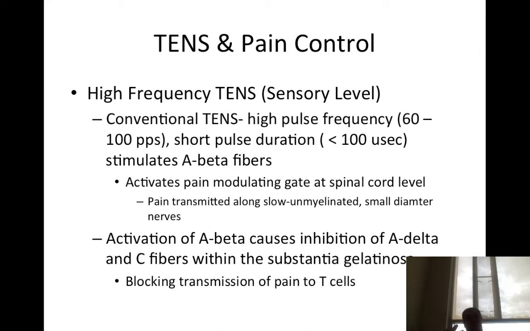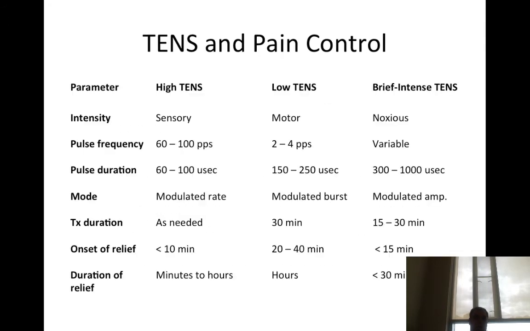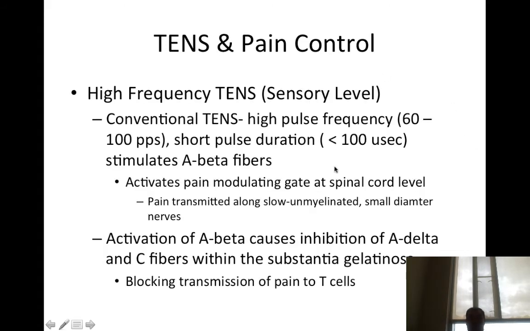So the high frequency or sensory level TENS is high pulse frequency. This is essentially what I had in the chart form in these next couple slides, which I think is way easier to read than this stuff. This activates the gate at the spinal cord. Pain is transmitted along slow, unmyelinated, small diameter nerve fibers. So we activate the A beta fibers, causing inhibition of these A delta and C fibers within the substantia gelatinosa, blocking the transmission of pain to T cells.